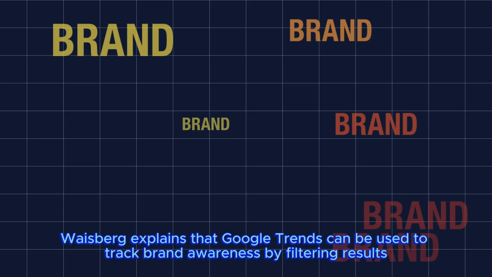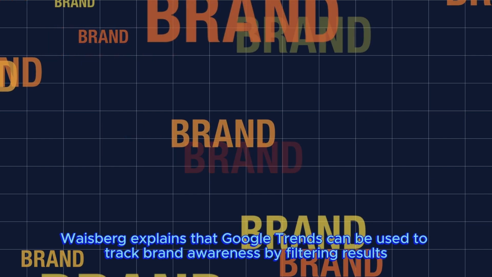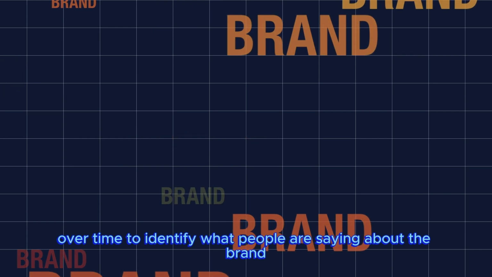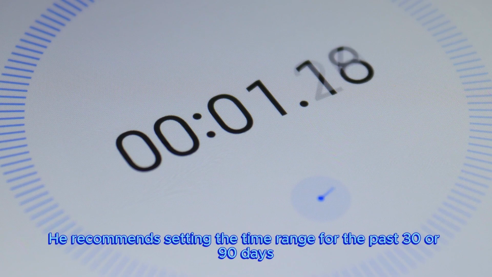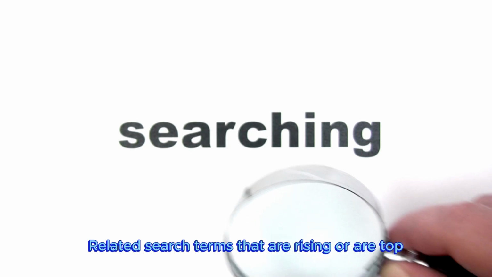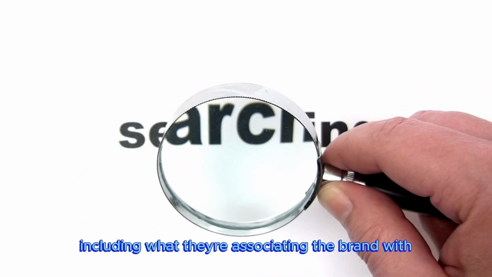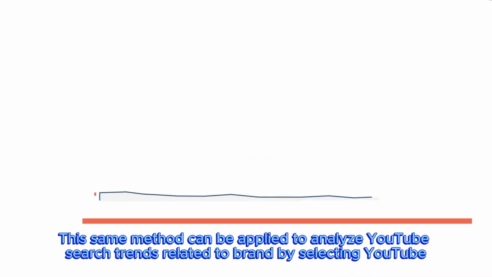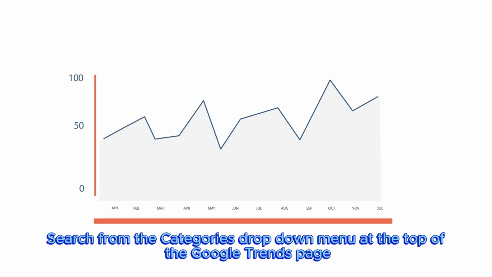2. Analyzing brand awareness. Weisberg explains that Google Trends can be used to track brand awareness by filtering results over time to identify what people are saying about the brand. He recommends setting the time range for the past 30 or 90 days. Related search terms that are rising or are top terms offer insights into how consumers are perceiving your brand, including what they're associating the brand with. This same method can be applied to analyze YouTube search trends related to brand by selecting YouTube search from the categories drop-down menu at the top of the Google Trends page.